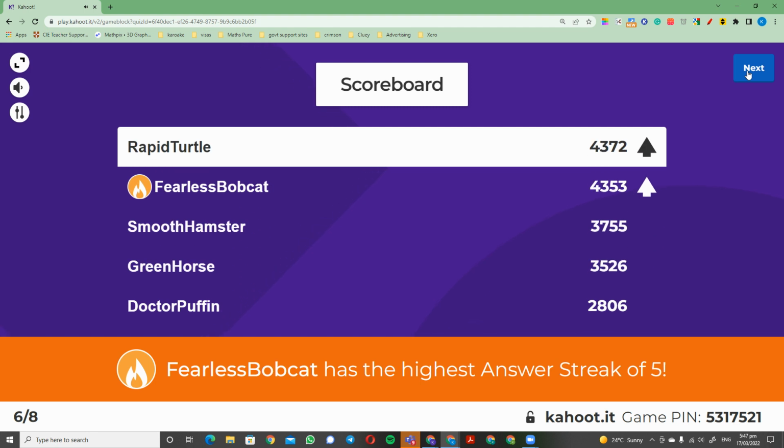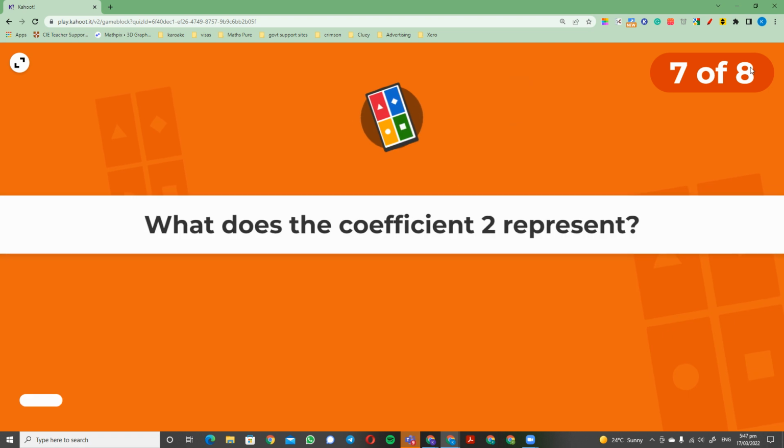Rapid Turtle rapidly climbing to the top, and Fearless Bobcat second place over there. Well done. All right. 2 more to go.